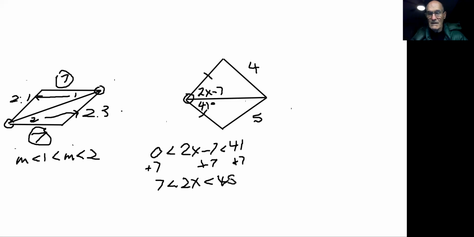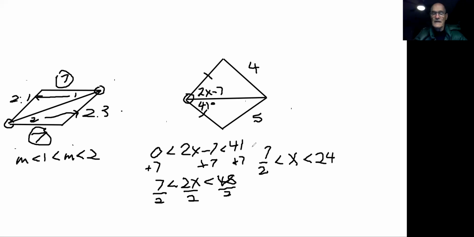And then we divide all 3 parts by 2. So we divide this by 2, and we divide this by 2. So we get 7/2 is less than x, which is less than half of 48, which is 24. Okay, now, that's the type of problems you run into in section 5-6.